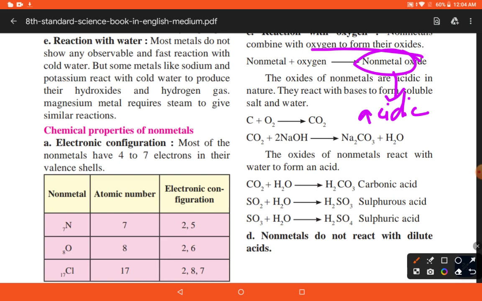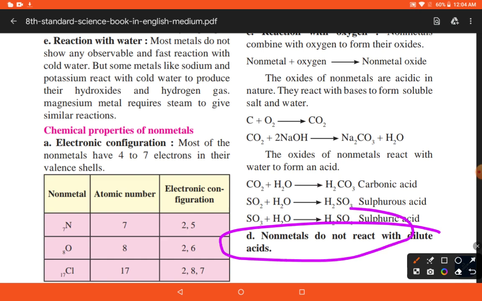Here you need to remember: non-metal reacts with oxygen to form non-metallic oxides. Non-metallic oxides then react with bases to form salt and water. Similarly, what did metallic oxides do? They reacted with acids and formed salt and water. Here non-metallic oxides react with bases and form salt and water, and they can react with water to form acids. Alright, and remember that non-metals do not react with acids. Similarly, metals do not react with bases mostly.